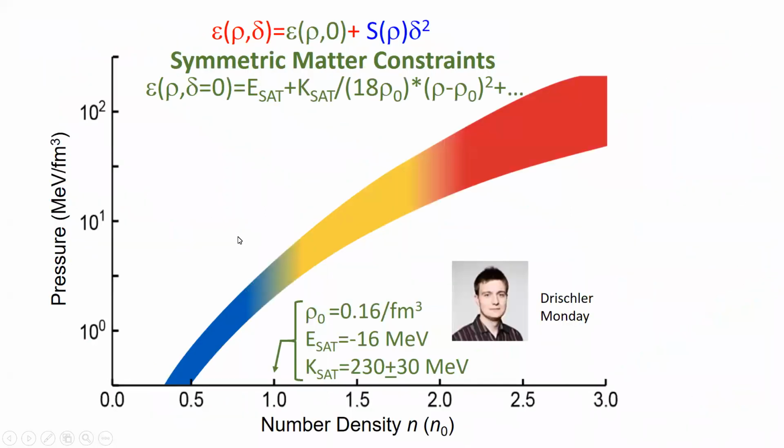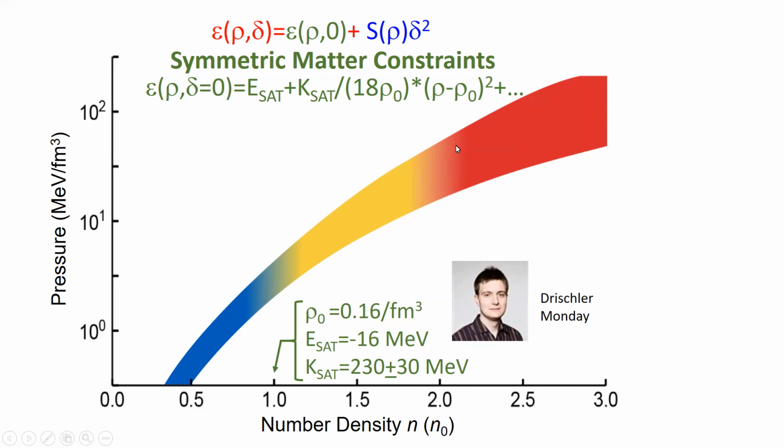Okay, so what do we do now? The first thing is to take a look at the symmetric matter constraint. Remember that we have two terms in here. The first one I would do is the symmetric matter constraint right here. One thing is that you can write the density dependence of the symmetric matter in terms of a Taylor expansion. So you have first the zero order, the E_sat and the K_sat, and then you expand it around the saturation density.